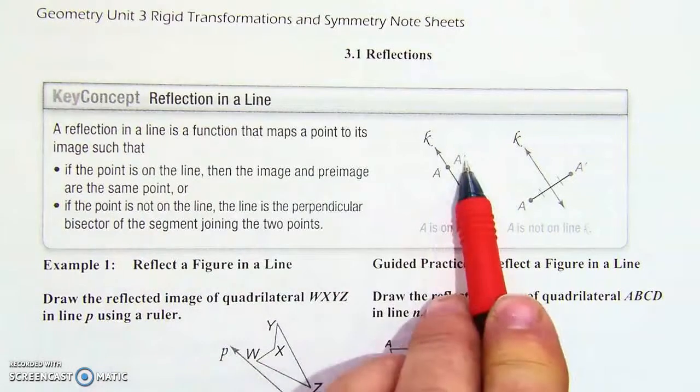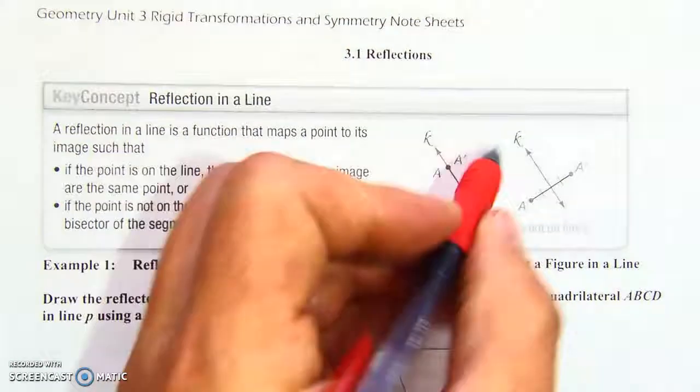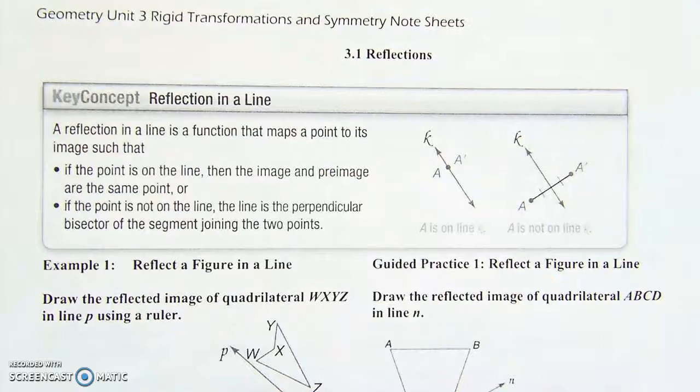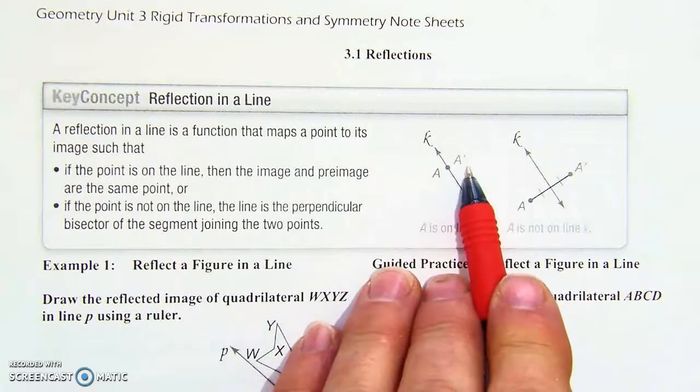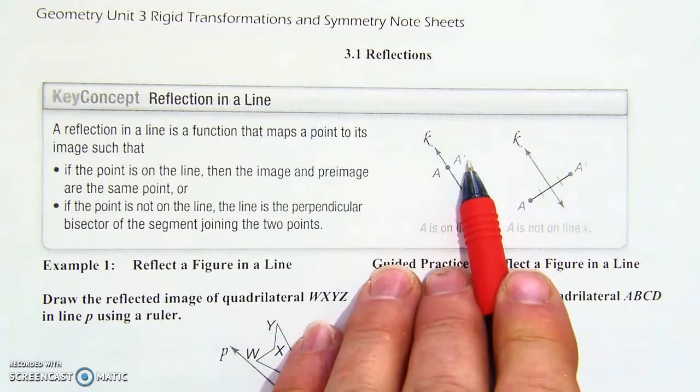Now a new thing you have to pay attention to is this little mark up here, which we call a prime. So this is A prime. This is our original point, and this is our new image. We signify it by putting a little prime, a slash, or apostrophe, or whatever you want to call it.